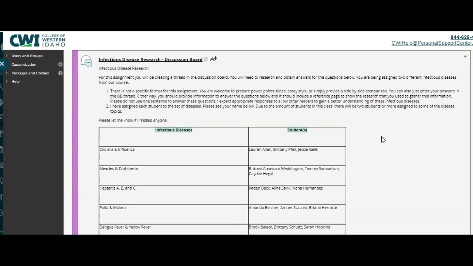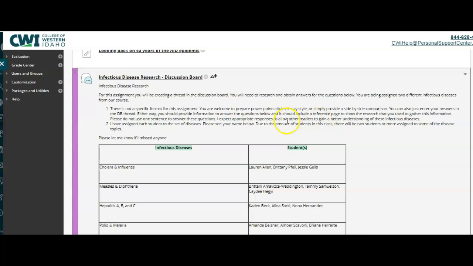If you have any questions, please let me know. But again, in the past, students have done bulleted information answering each of the questions below, side-by-side comparisons of each disease. You are welcome to attach a PowerPoint or simply write out the differences or write out your answers to the questions and submit those. There is no format that I am specifically looking for, just that all of the questions are answered in depth.